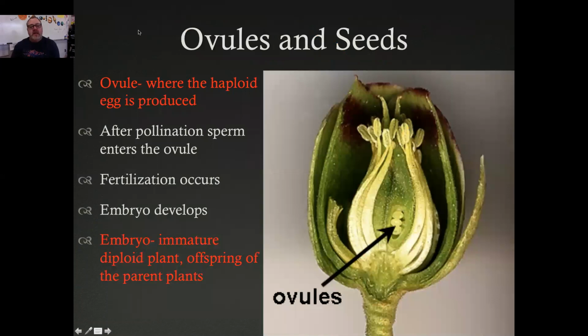So the ovule then is the area on the plant that houses the egg. Okay, and so the ovule is where the haploid egg is made. After pollination happens, that sperm enters the ovule, and fertilization occurs, and then the embryo, or the new plant, starts to develop. That embryo is the immature diploid plant, meaning it has the chromosomes, or the genetic material, from both the mother and the father, so the diploid plant is the offspring of the parent plants.